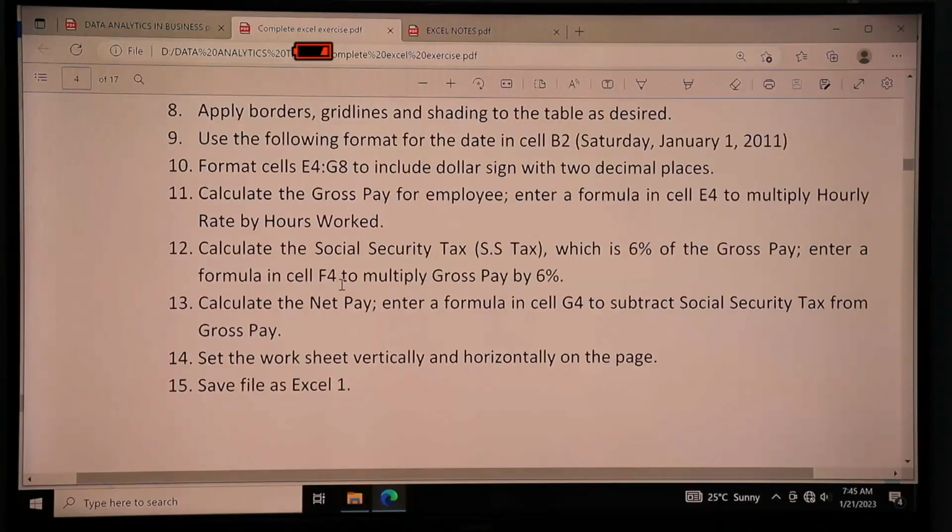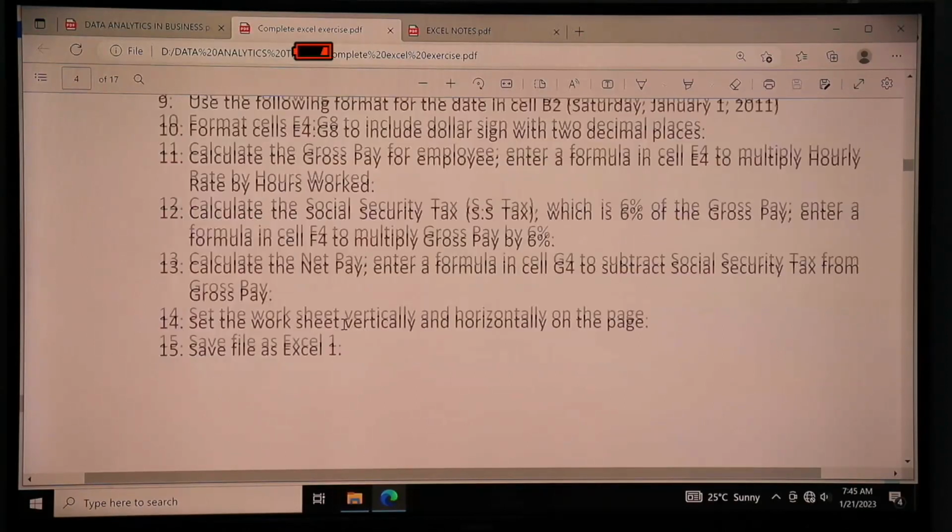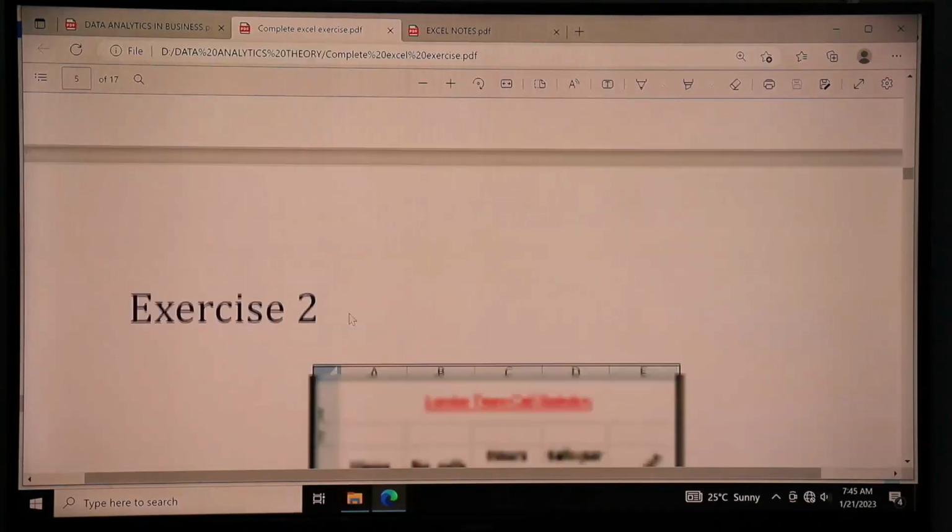So we give the data, you enter the data. There is a reason why we give this simple data, so that from there we can expound slowly, bit by bit. So that is something you need to take note of.